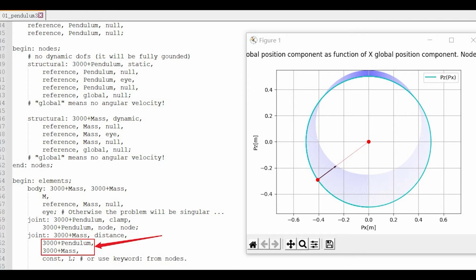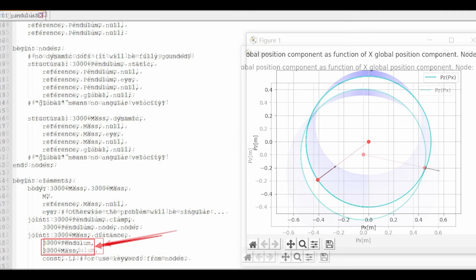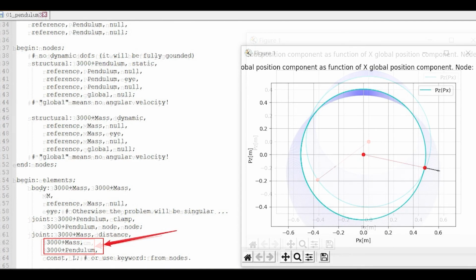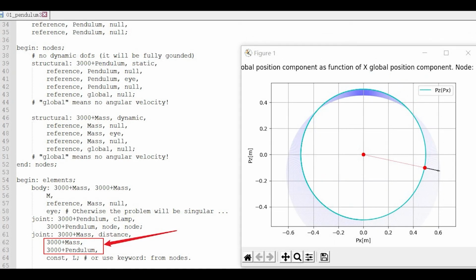Note that the two nodes of the distance constraint are in order. If the order is exchanged, the position information in the MOV file will not change, but the reaction force in the JNT file will be reversed.